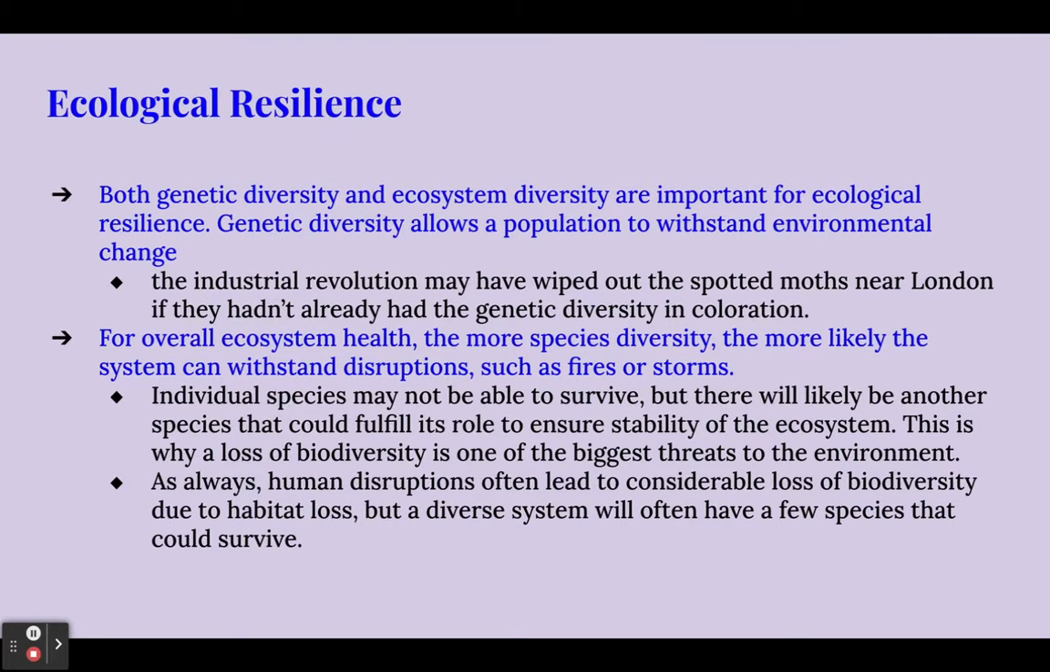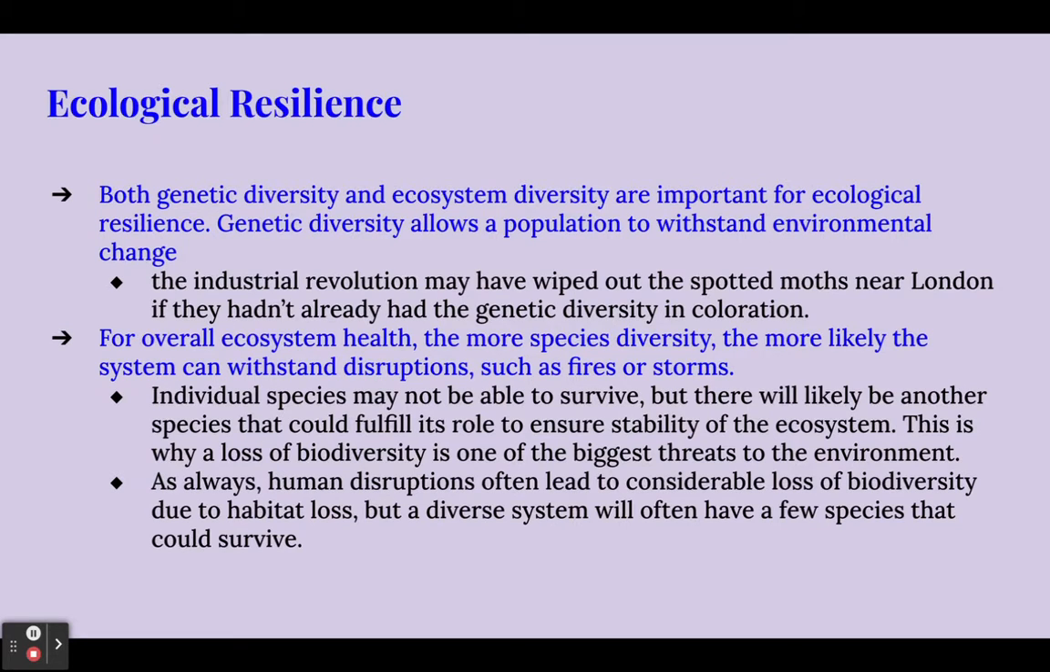Okay. So biodiversity helps what is called ecological resilience. So genetic diversity and ecosystem diversity are important for ecological resilience. So we've talked about genetic diversity when we were in our genetics unit. Super important when it comes down to natural selection and the evolution of a species to have that diversity so that different individuals in a population have better chances of survival. So this allows populations to withstand massive environmental change.